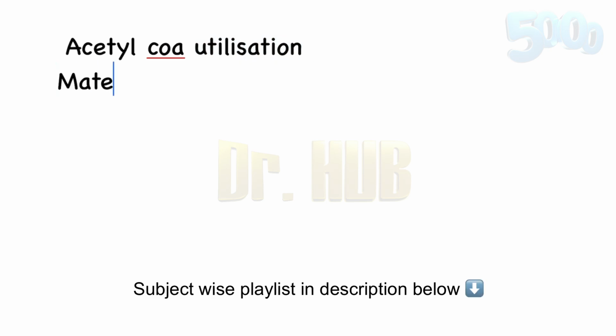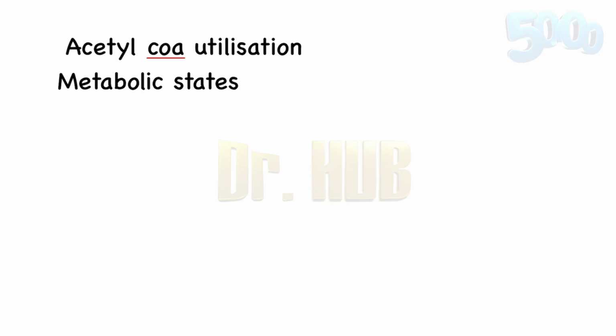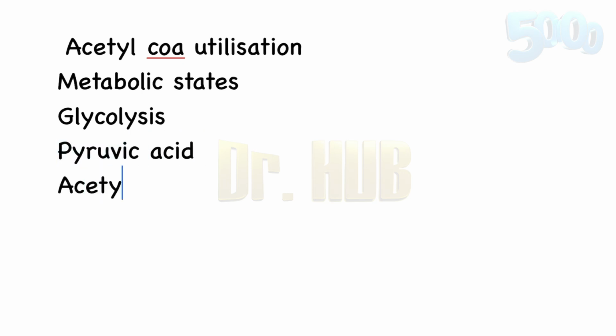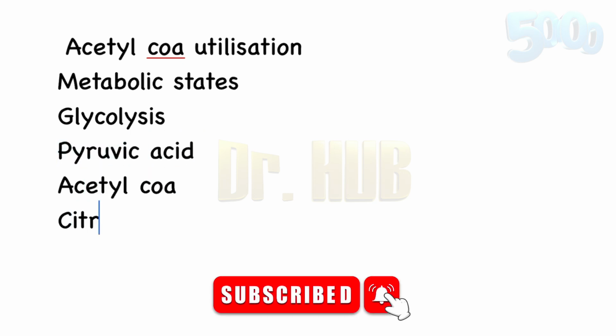Acetyl CoA utilization. So first, there are the metabolic fates of acetyl CoA. This includes, first one being glycolysis. After glycolysis comes pyruvic acid. So after pyruvic acid is the acetyl CoA, and then comes the citric acid.